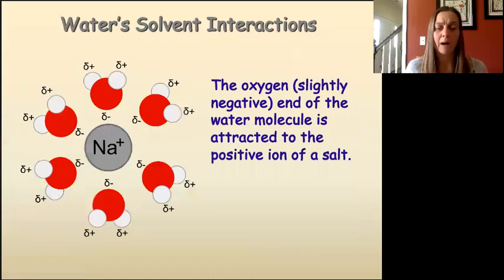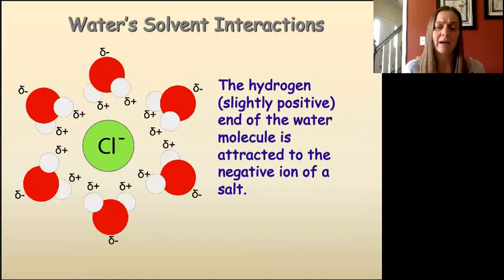So the oxygen end of our water molecule is going to be attracted to the positive ion of the salt. And conversely, the hydrogen end of the water molecule is going to be attracted to the negative ion in that salt. So it's this attraction that allows water to dissolve sodium chloride. And these are really strong attractions, although hydrogen bonding is weaker, and in this case, ion dipole bonding is weaker than ionic bonds, the number of them allows them to be strong enough.